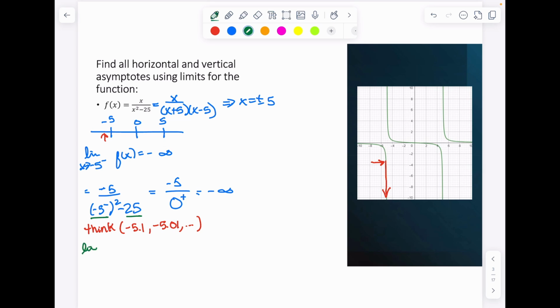Next, I'm going to look at as x approaches -5, but I'm going to come at it from the other side. I'm going to come at it from the right-hand side. Now let's go over and look at this graph. As my x values come at -5 from this right-hand side, what's happening to my y values? They're getting bigger and bigger. So I would anticipate that my limit should equal positive infinity in this case.